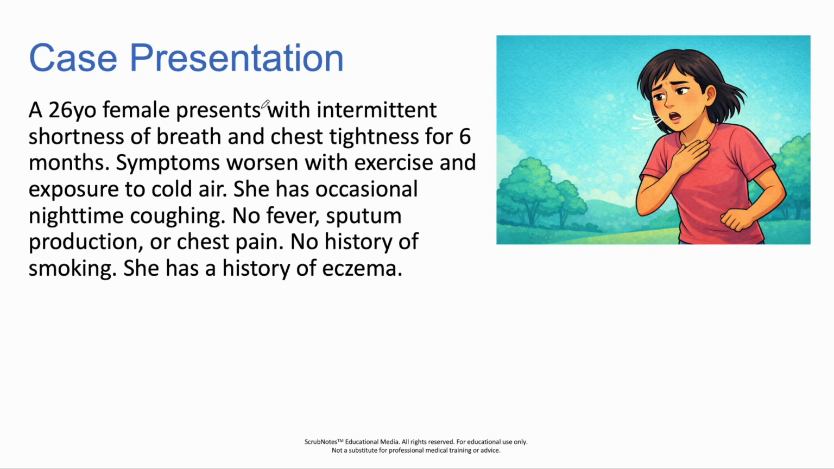Okay, so let's see what our case presentation is for today. We have a 26-year-old female who presents with intermittent shortness of breath and chest tightness for the last 6 months. Symptoms worsen with exercise and exposure to cold air. She has occasional nighttime coughing, but reports no fever, sputum production, or chest pain. She denies a history of smoking, and she has a history of eczema.